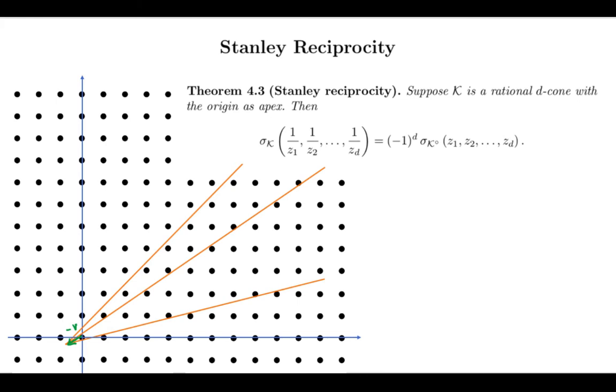in reciprocals of the variables in one side, and up to a sign, you will get the integer point transform on the other side. Just like theorem 4.2, I want to stress that this is a relation of rational functions. So maybe the best way to phrase this theorem is to say, let's look at the integer point transform of K, the integer point transform of K interior. We'll write down the rational function version in each case. Then these two rational functions have a relation and is given by this equation here.